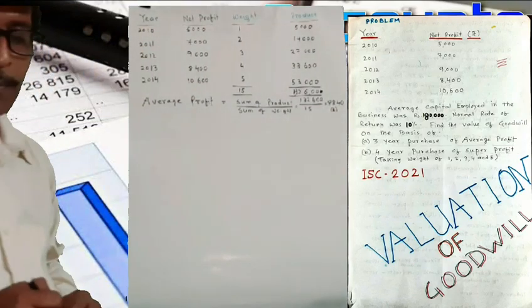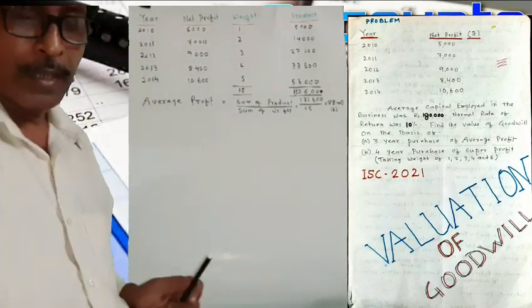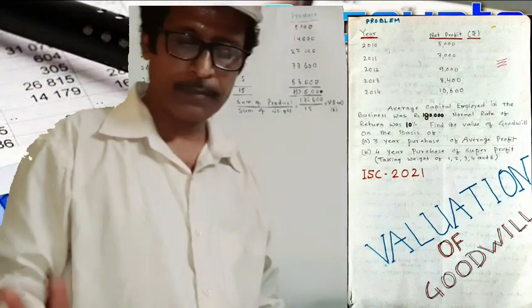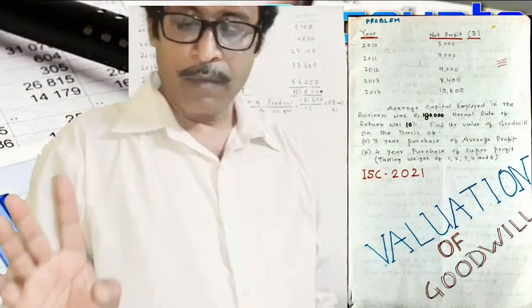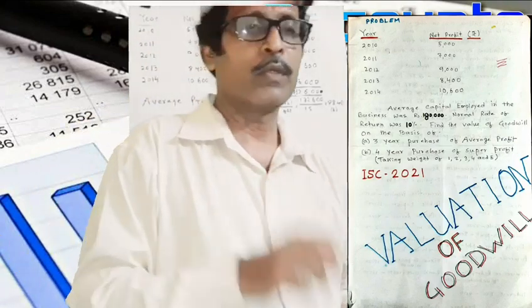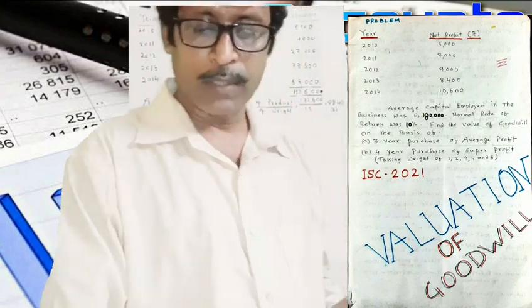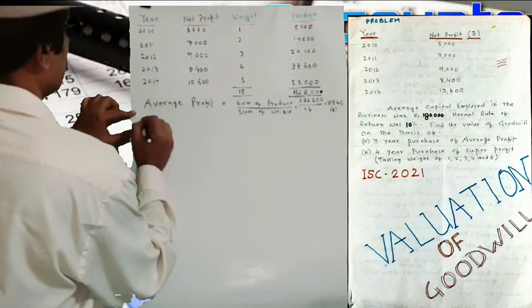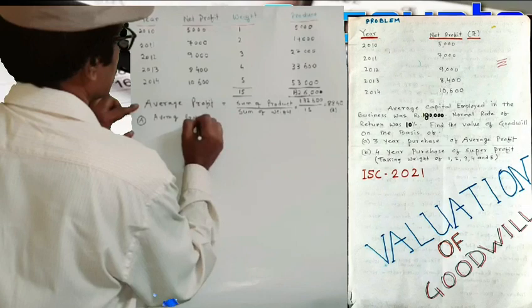Now read the question paper. The average capital employed in the business and the normal rate of return are given. These two pieces of information are given. You have to find the value of goodwill, and goodwill is valued in two ways. Number one, 3-year purchase of average profit. This is called the average profit method.